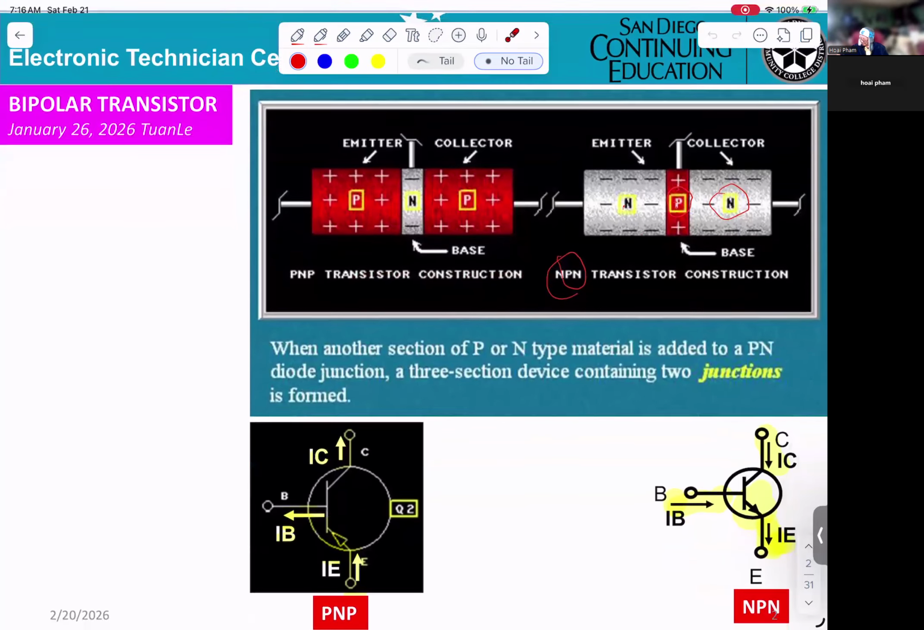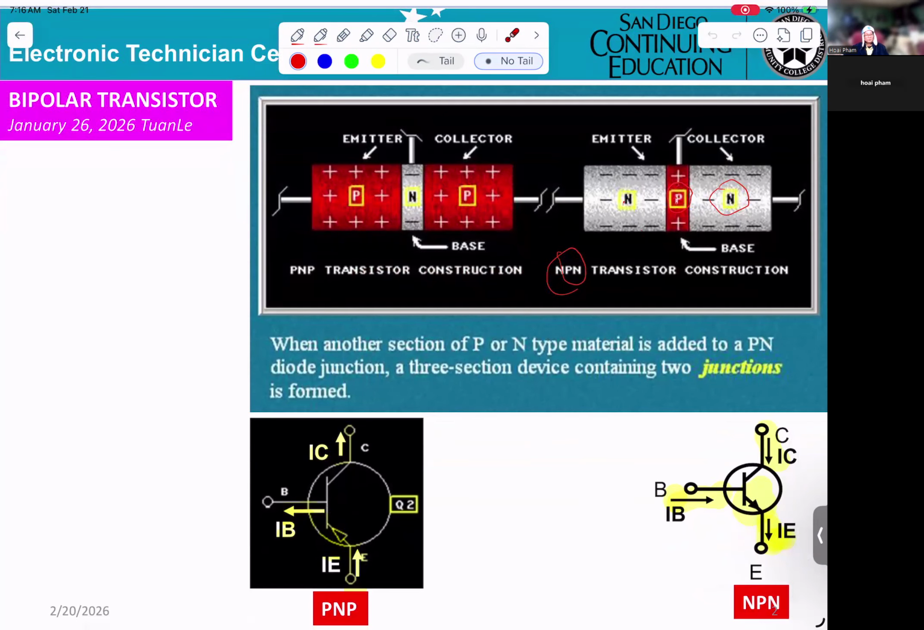Now we're talking about the physical structure of the transistor. You know the diode already. You can see they're using the PN junction to make the diode.